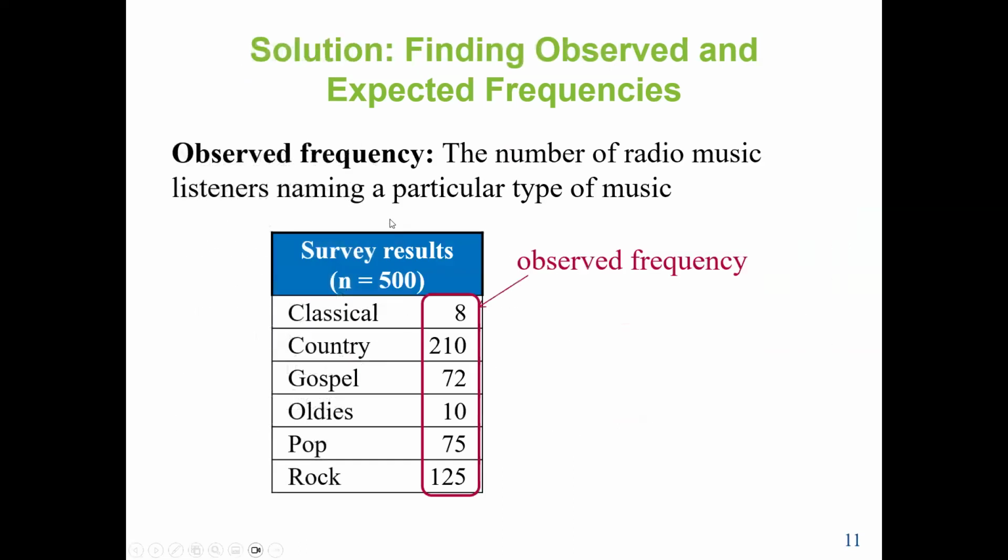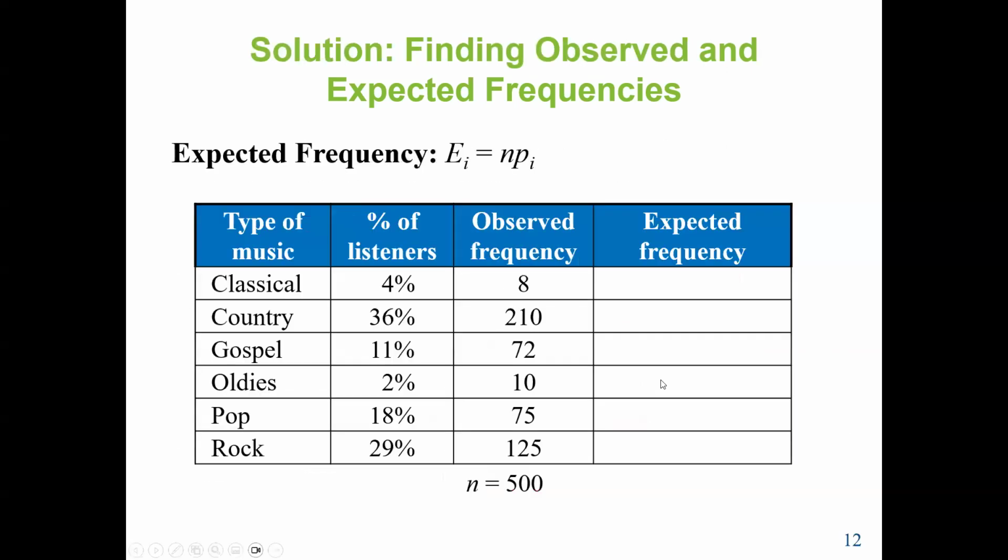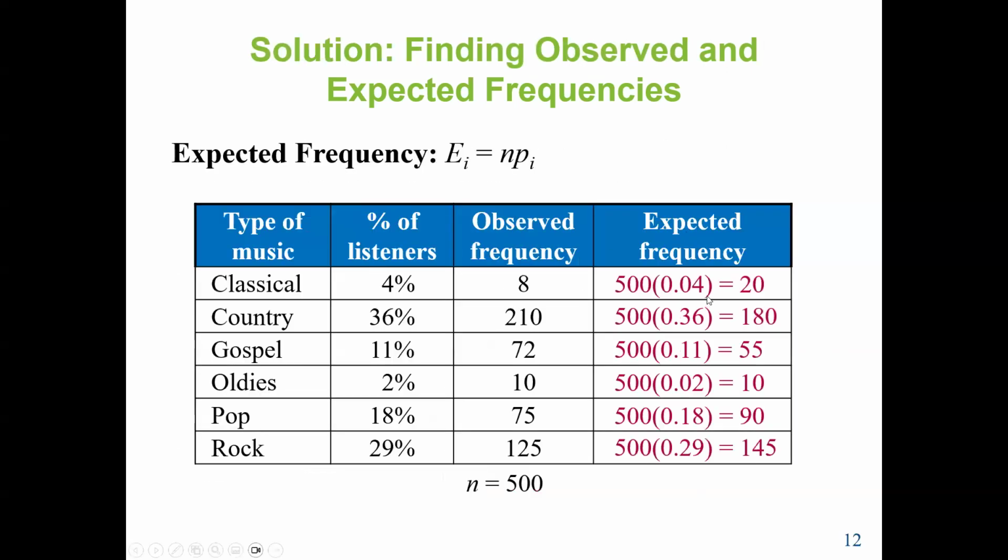So again, we already have the observed frequency, as we said. Now we find the expected frequency, which will be NP. So N always is 500. The classical P is 4%, 0.05. And rock, for example, is 29%, so it will be 500 times 0.29.